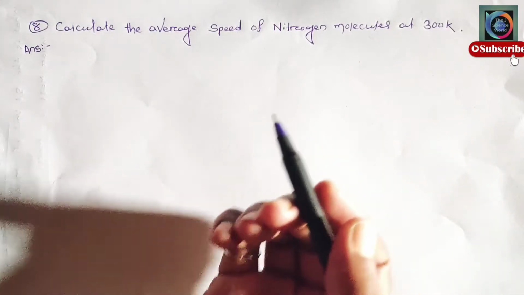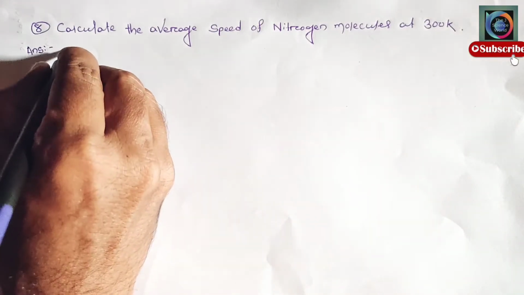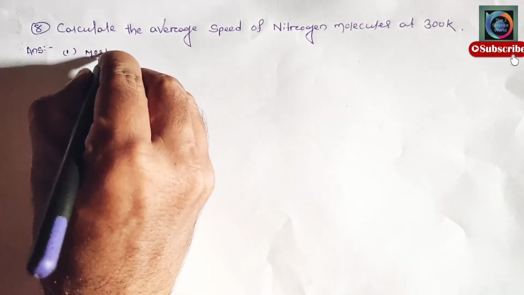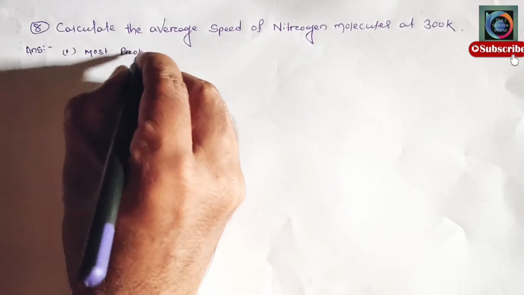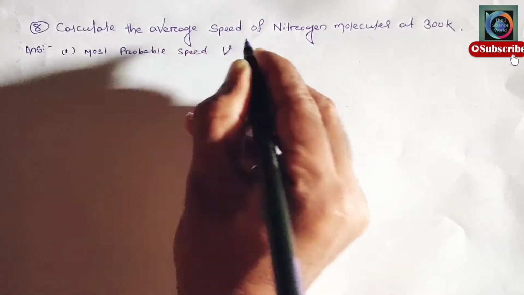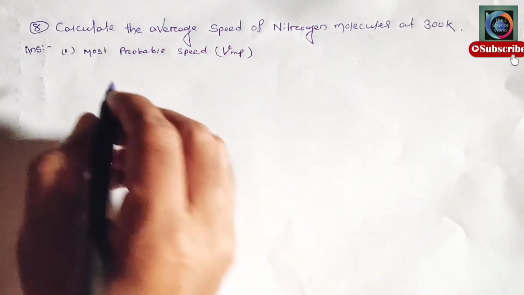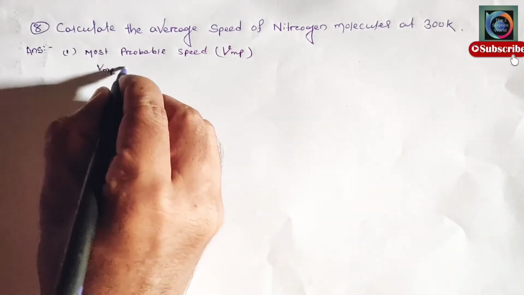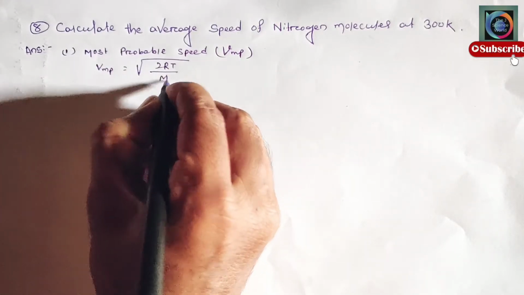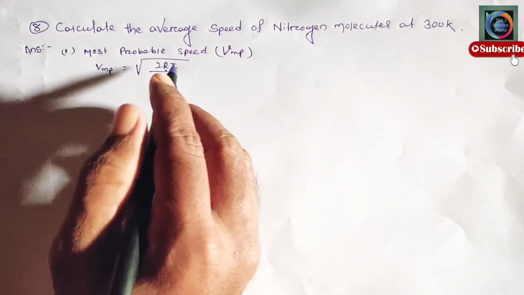Well, mainly there are three types of velocity. The first one is most probable speed. That is expressed as v_mp. The mathematical formula of v_mp is square root of 2RT by M, where R is our gas constant, T our temperature, and M our molar mass.